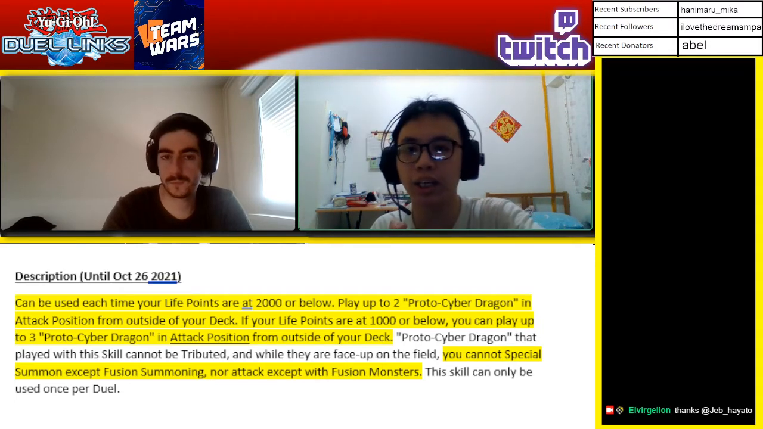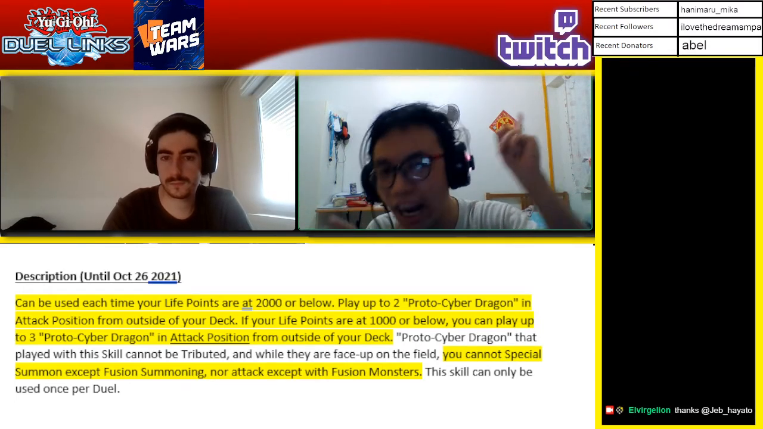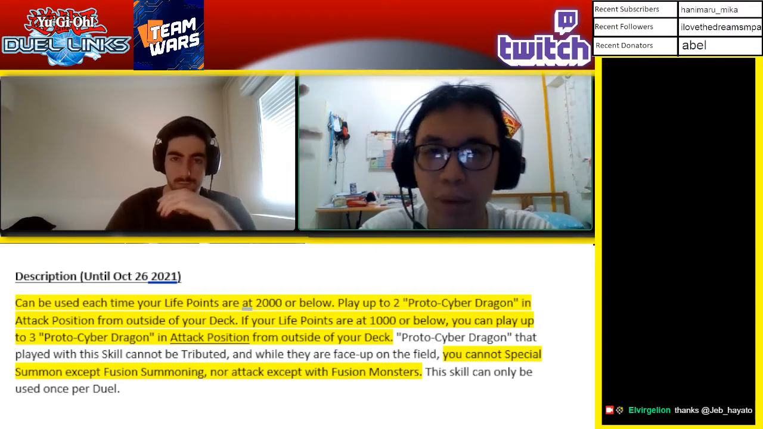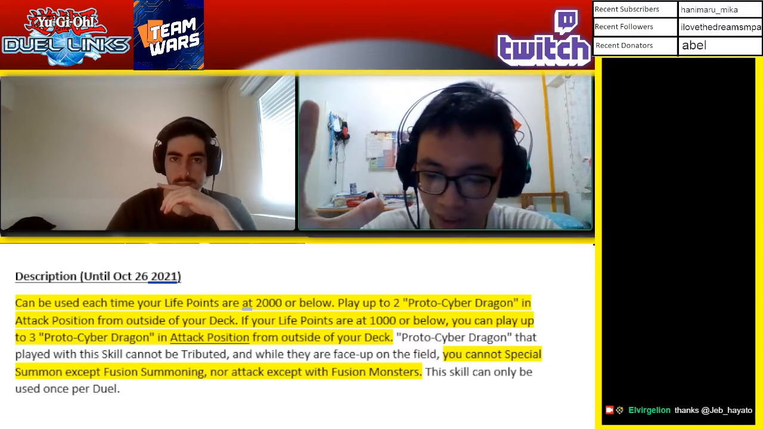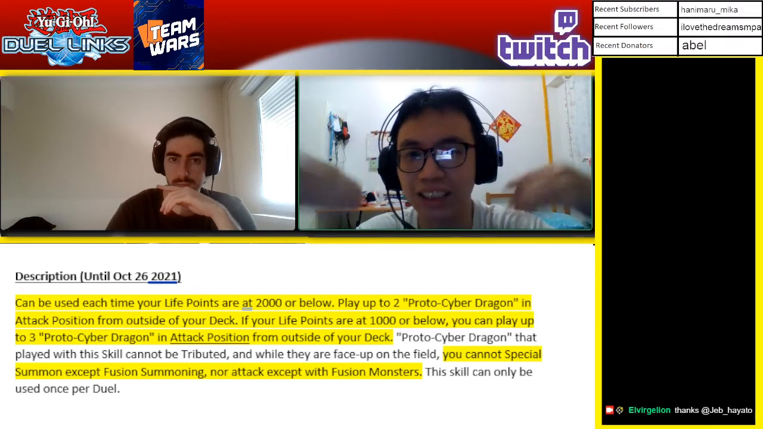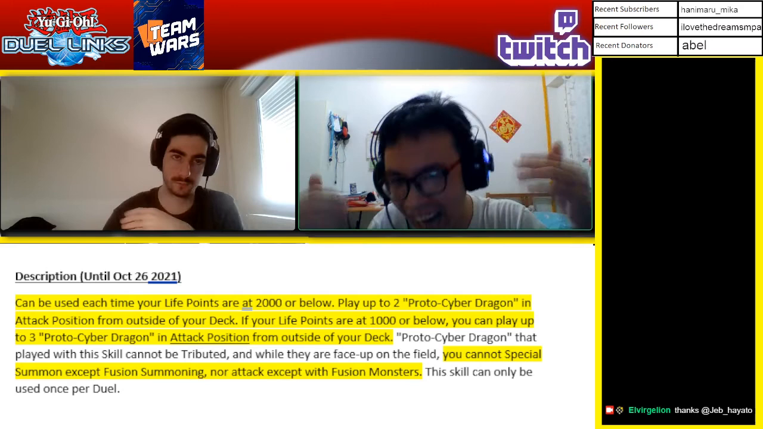Then they cannot be tributed, and when they're face-up on the field, they cannot be special summoned, and you cannot attack with future summons. What was the timeline that escalated to that point? I know the first version was before Cybernetic Overflow came, then the second one is below 3000, then afterwards below 2000. Below 3000, you can still attack with other monsters, but below 2000, you can't attack anything other than fusion monsters.